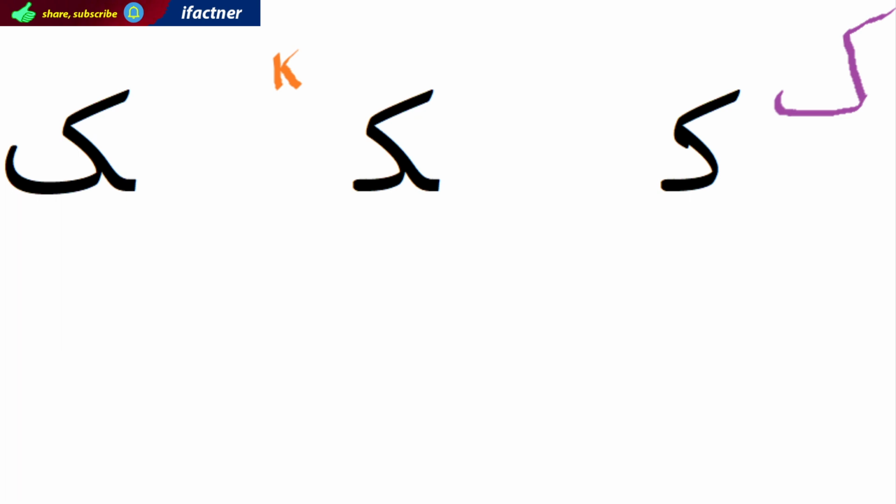Now kaf can be divided in three parts. I will use different colors this time. This curve, then this boat-like structure, and this horizontal line, kaf. Now when kaf appears in its initial position, then we just use this part. So a slanting vertical line with a curve and a connector and a slanting horizontal line.